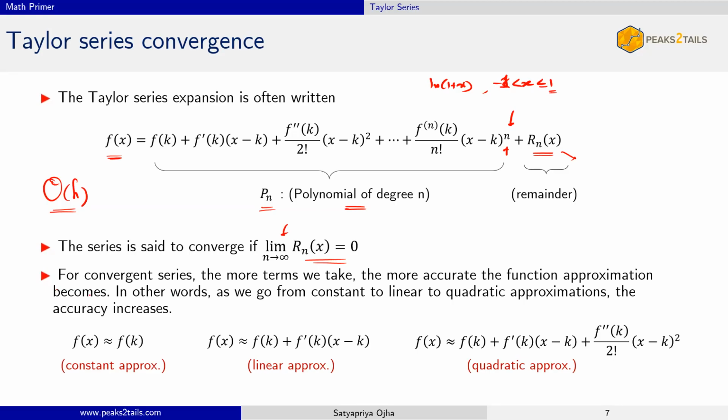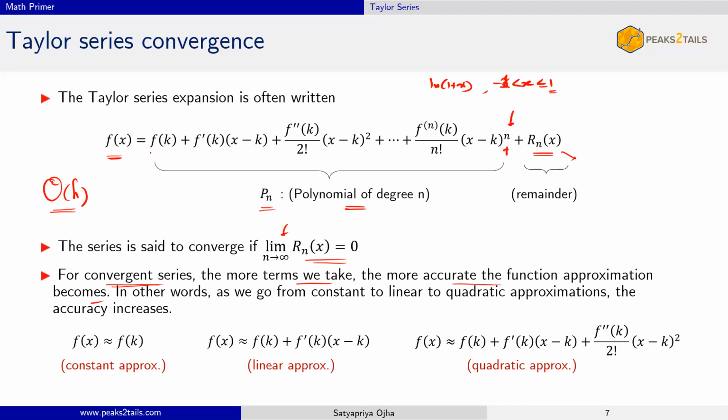Now, we mentioned that if the series is convergent, that means the more terms you include, the more accurate your approximation is. The leftover portion, or the error portion, reduces to zero if it is convergent. So that is what I've written. The more terms we take, the more accurate the function approximation becomes. In other words, as we go from, all right, so this is the punchline.